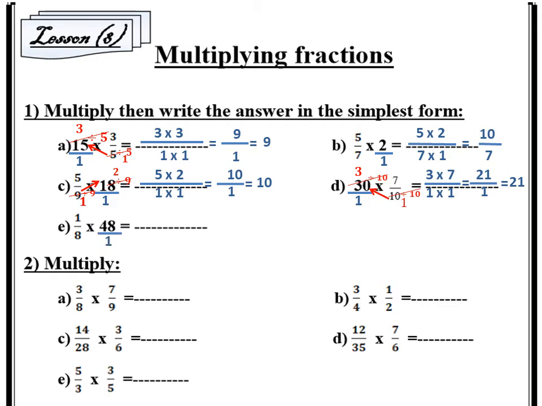1 over 8 times 48 over 1. 8 and 48 are together in table 8. Divide both by 8. 8 divided by 8 is 1. 48 divided by 8 is 6. Multiplying, 1 times 6 over 1 times 1, which is 6 over 1, which is 6.